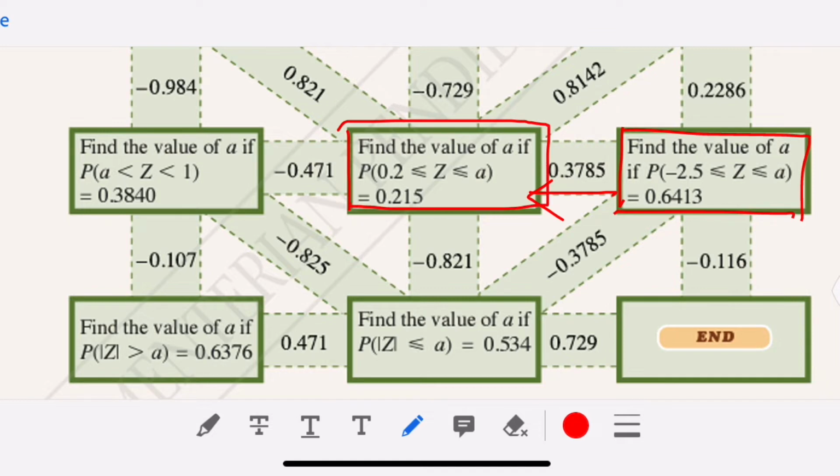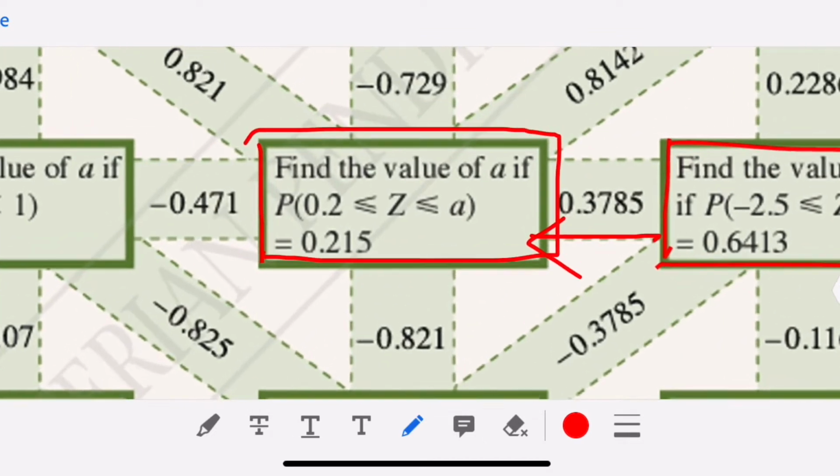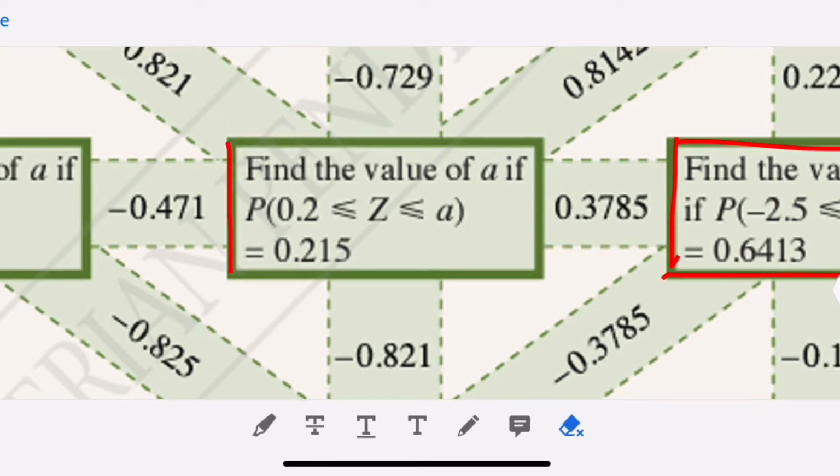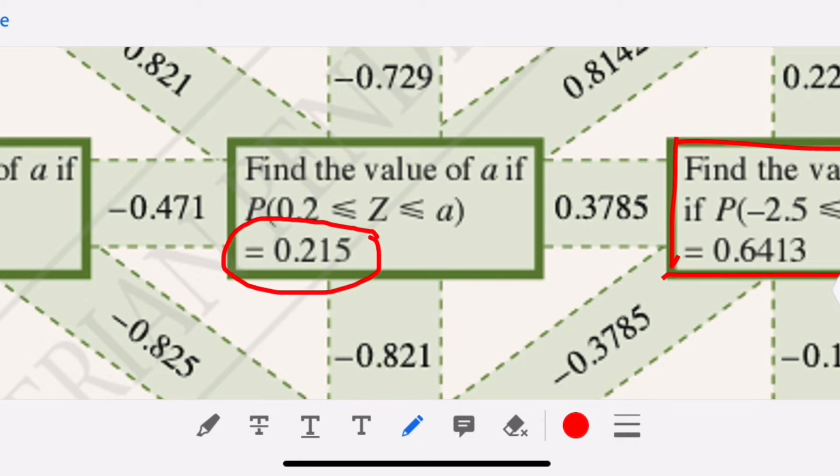Alright, find the value of A if the probability for Z from 0.2 to A, inclusive of 0.2 and A, is 0.215. So it's very important you focus on the probability value.